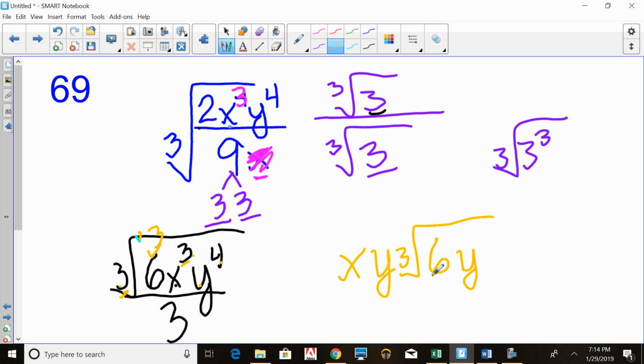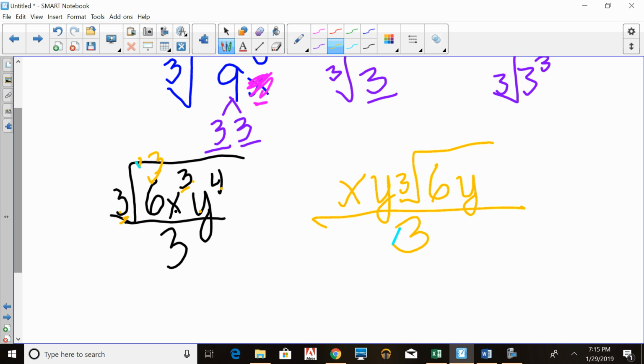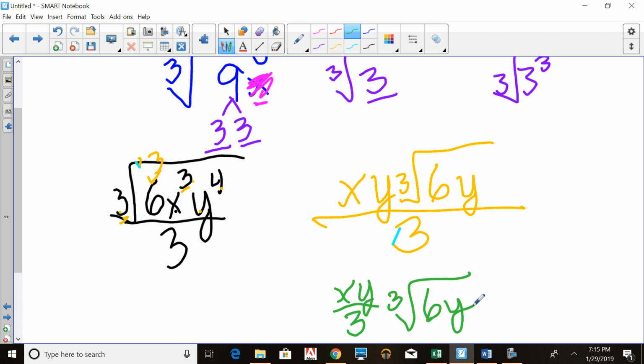And that 6 is still there. And then the 3 is in the denominator. Now you might see this answer written as x, y divided by 3 times the cube root of 6y. Same thing, just a different way to write it.